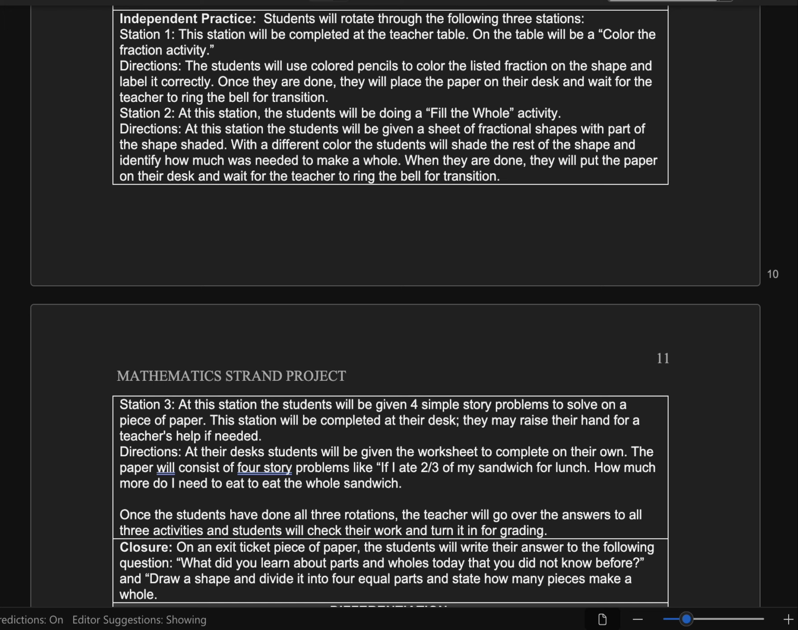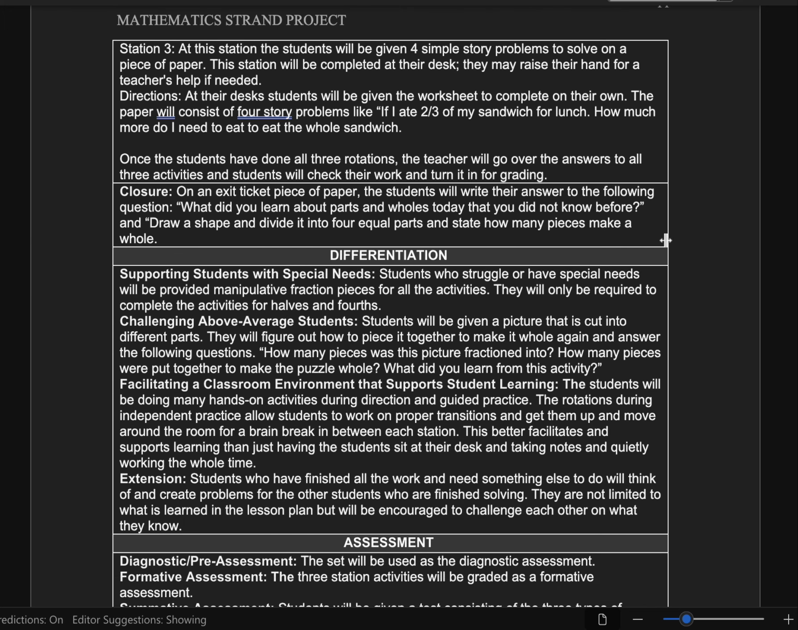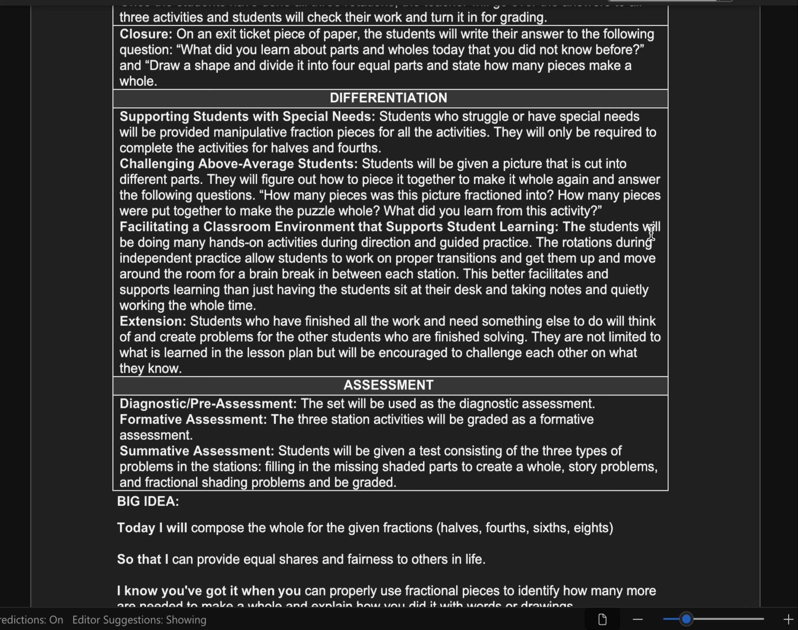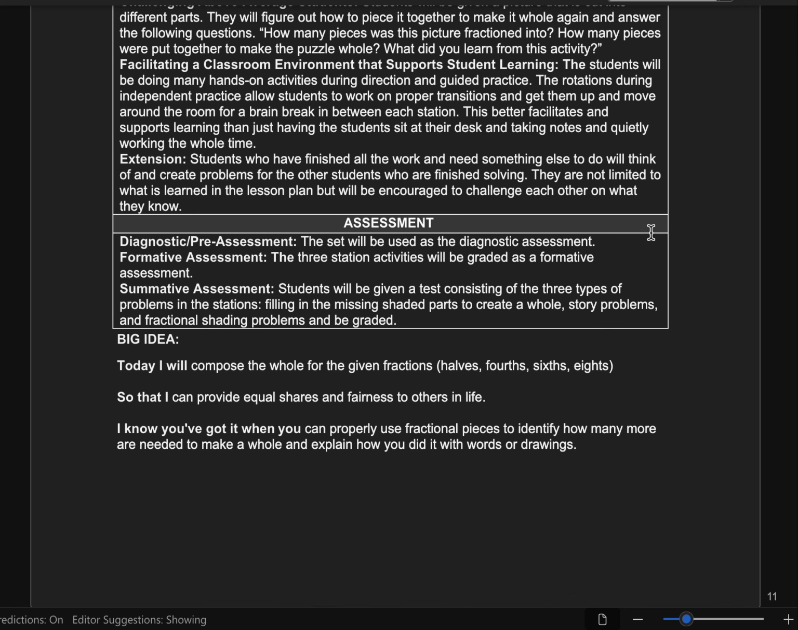The closure is an exit ticket, and they will just write about what they learned and then draw a shape and divide it into 4 equal parts. We don't really need to go over that because we'll go over it later in the rest of it.